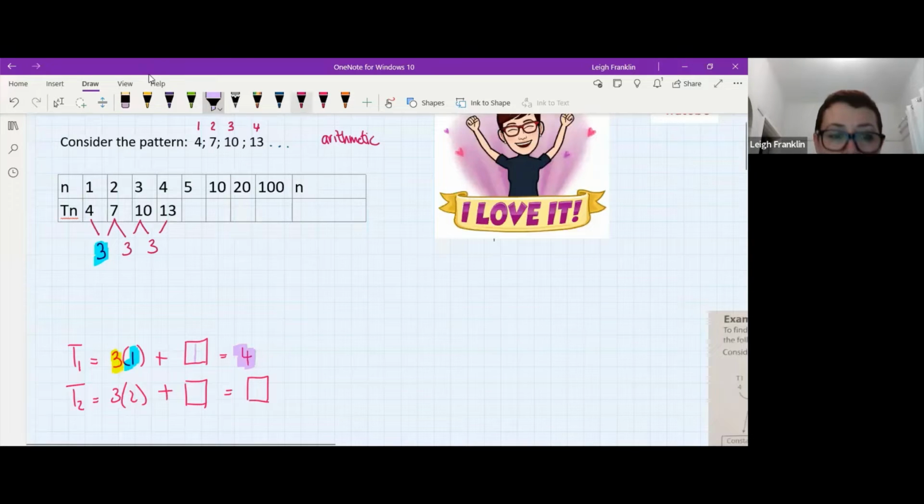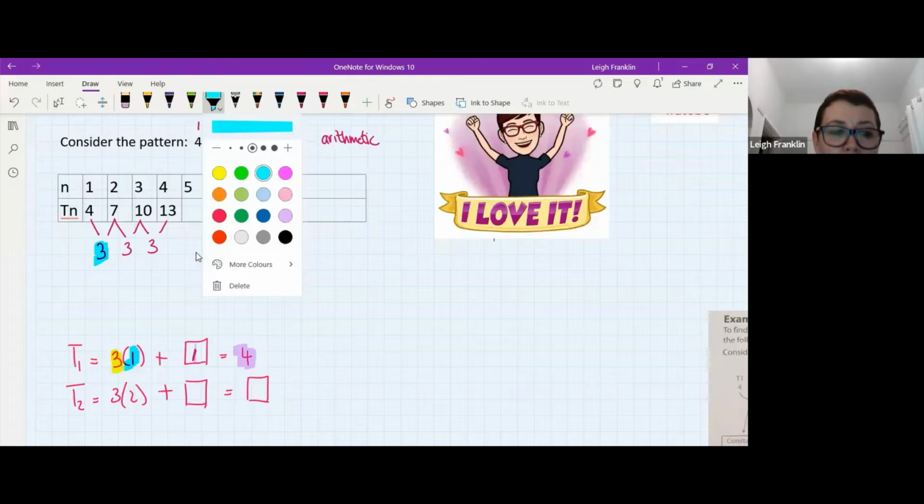In order to generate our pattern, we're going to take our difference and multiply that by our input. Can you see here how the number that went in is the same as the term number?